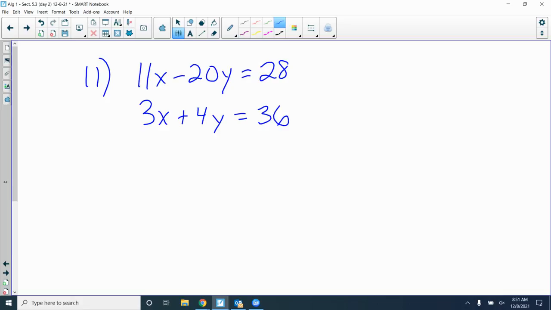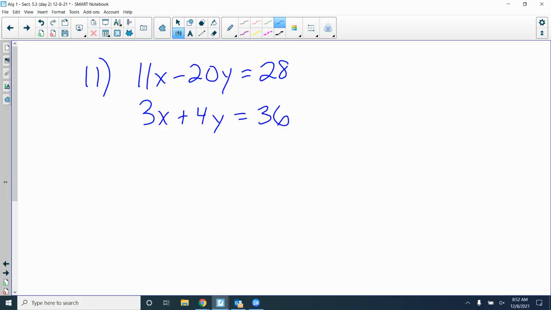Okay. Guys, does 3 go into 11? Not evenly, does it? Does 4 go into 20? That's what I want to work with. Okay, so I got negative 20y on top. What do I want to turn the 4y into in the bottom to cancel them out?